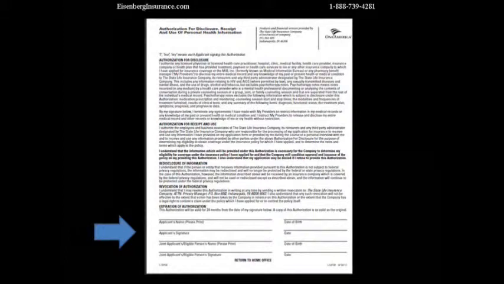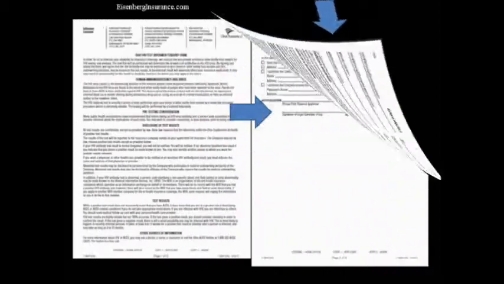The next page is the Authorization for Disclosure form, and this allows One America to review the insured's medical records. Please have both the applicant as well as the joint applicant sign and date the bottom of the page.